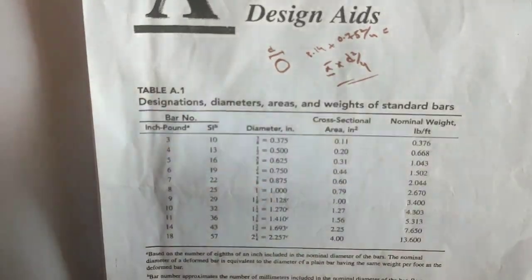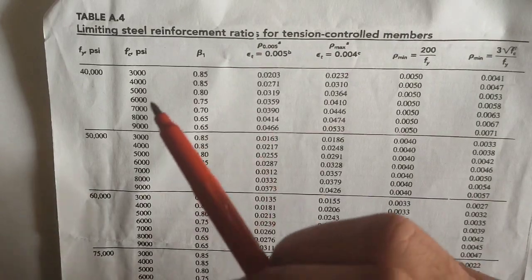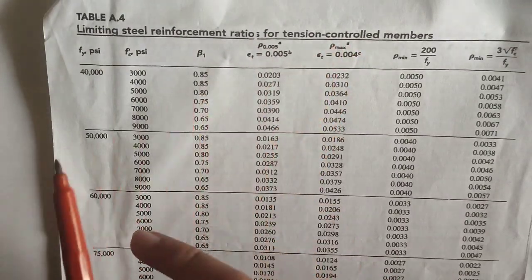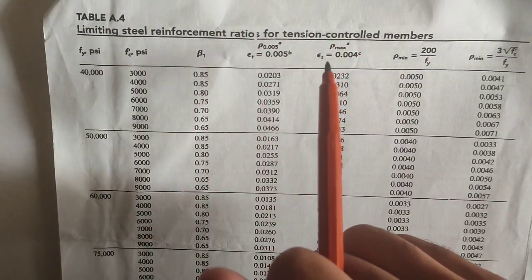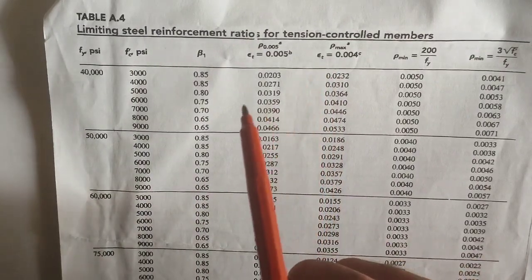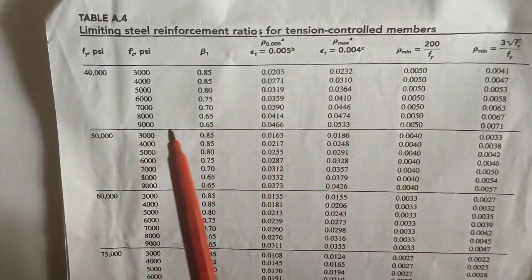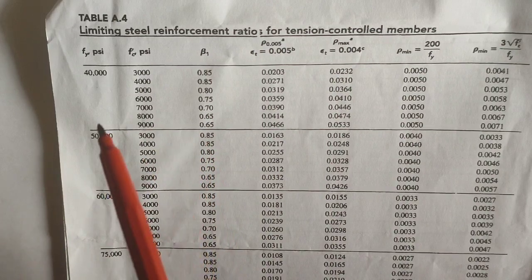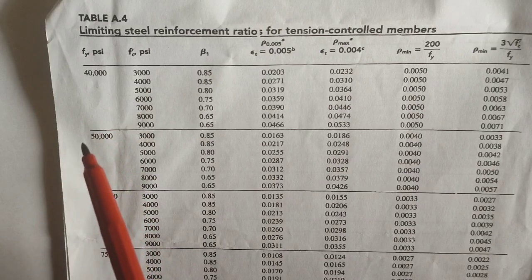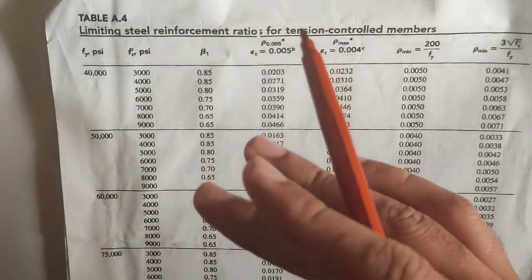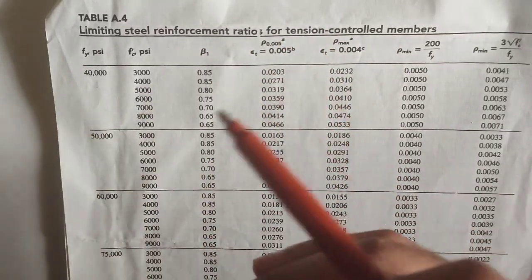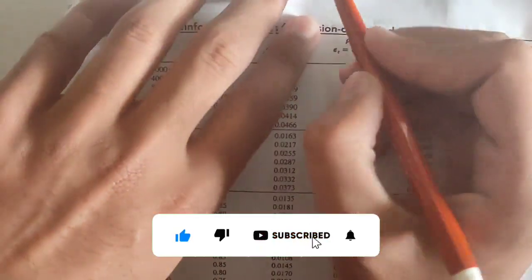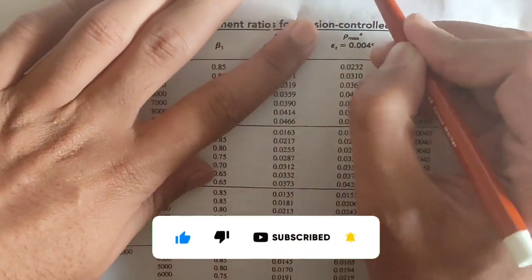We are moving forward towards another table. This one is table A4, which is limiting steel reinforcement ratios for tension control members. This table will be used for tension control members in which tension is important. For example, you are designing a beam and you have to know about the maximum reinforcement and minimum reinforcement. There will be a question in your mind: how much reinforcement is the maximum limit for this beam, and what would be the minimum limit of this beam? For example, this is max and this is minimum.